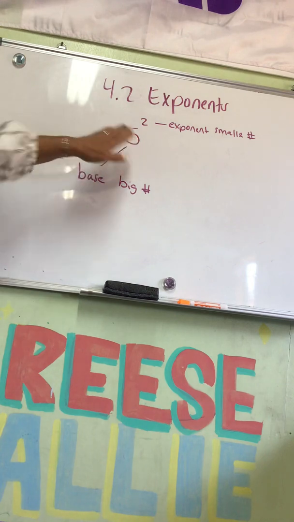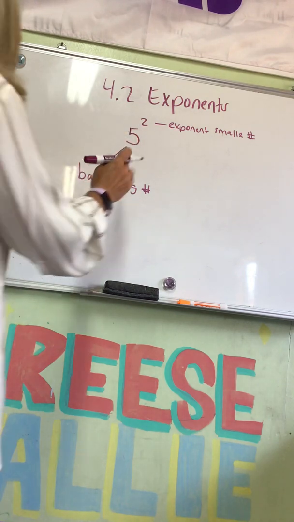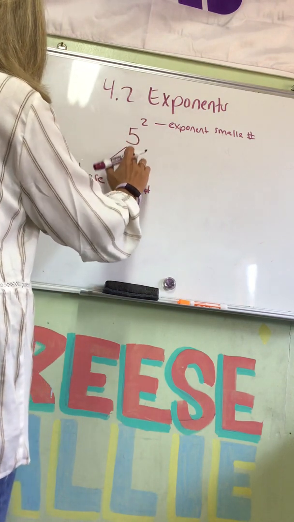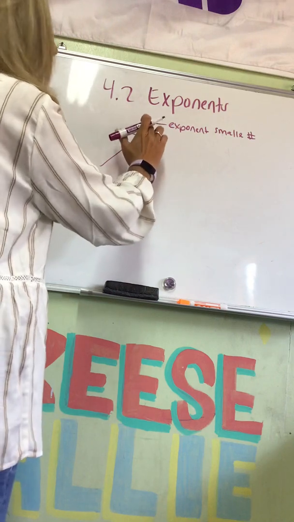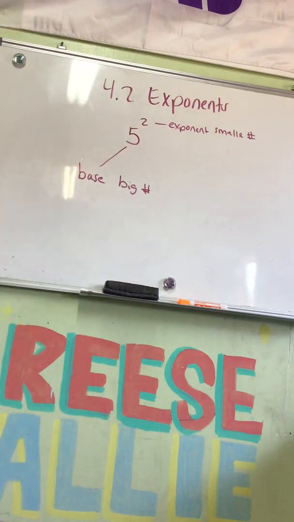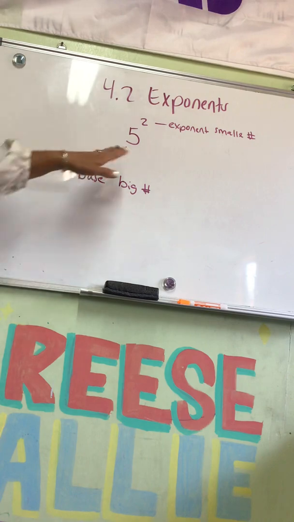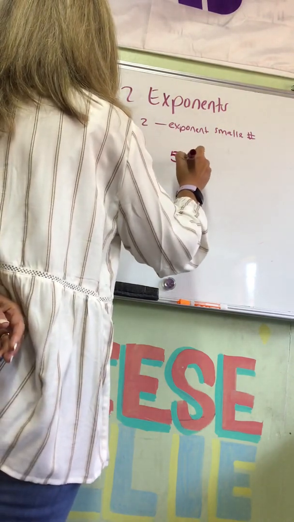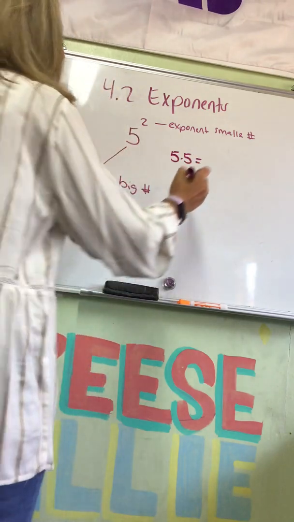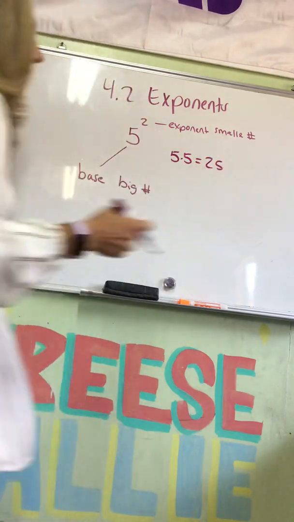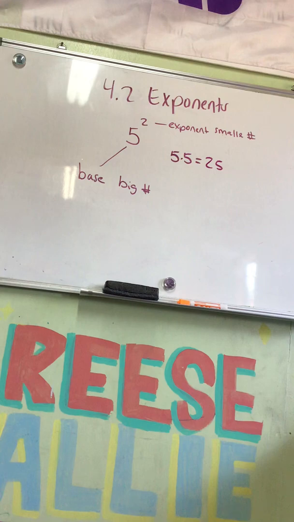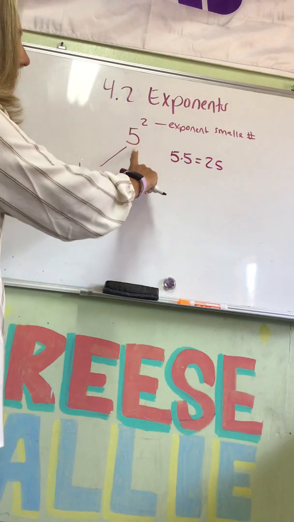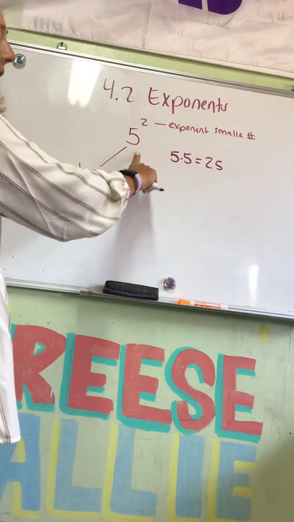So this is my base. The base here is 5. So this tells me this is the number I'm executing, and the exponent tells me how many times to multiply it by itself. So this says I'm going to multiply 5 twice, which y'all can easily do. So this tells me how many times I'm going to multiply that number.